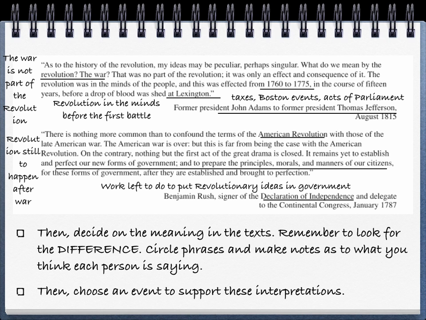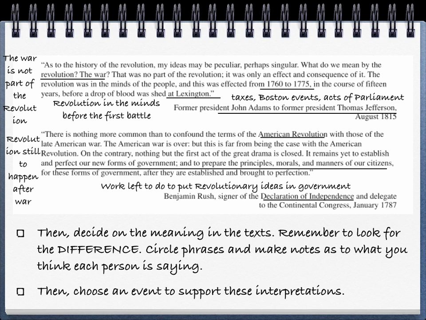Then, deciding on the meaning. Let's look back at these passages again and write down a short statement, a jot note, as it were. Jot down a note about what you think the passage means, which I have done here to the left, regarding John Adams' meaning. He says the war is not really part of the revolution, that the revolution had occurred before the war actually began, even before the first battle.